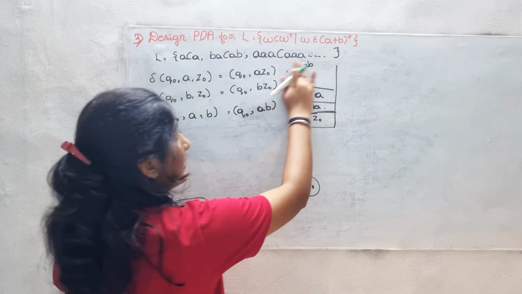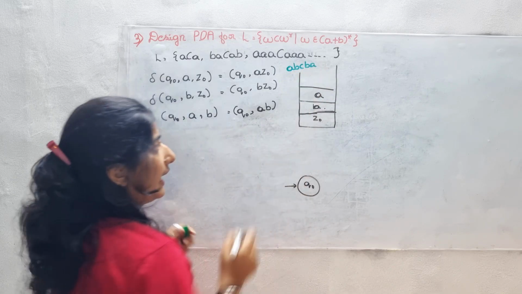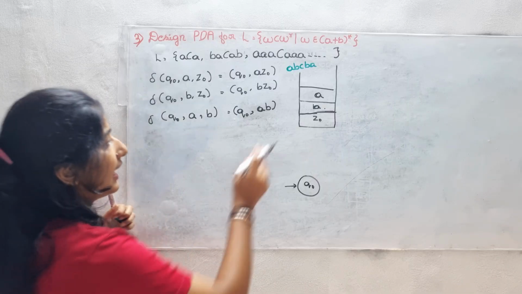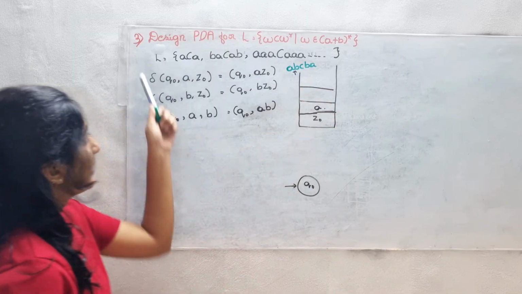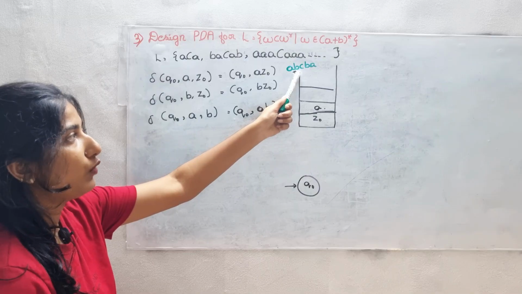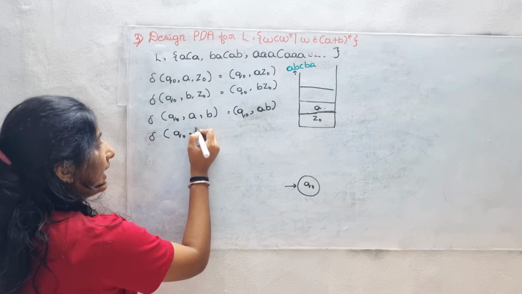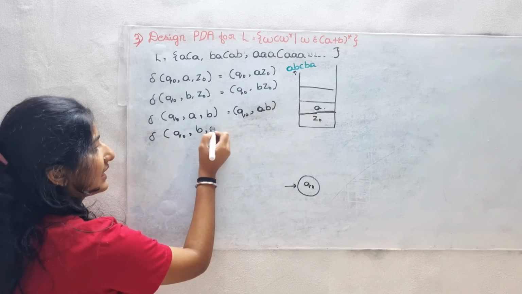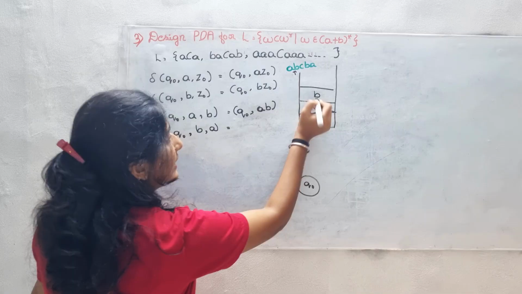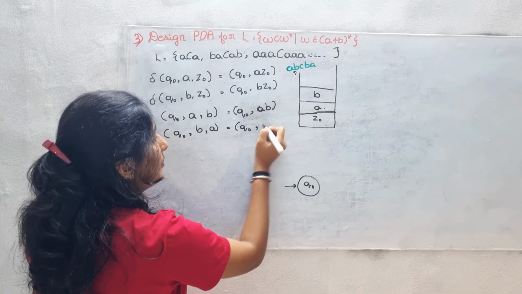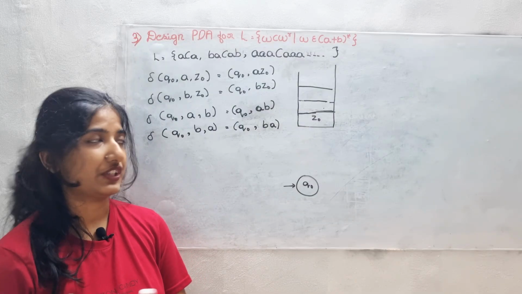Now let me take another string, that is ABCBA. Here the first A is already pushed into the stack, so the pointer will move to B. Now delta: I remained in state Q0, on input symbol B and the top of the stack is A. I have to push because it is before this C. So I pushed this B, and the stack will be B, A. Clear?